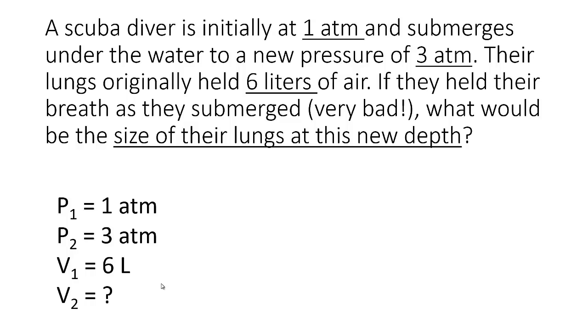So let's identify the variables, meaning we have 1 atmosphere. You have to decide, is that a pressure? Is that a volume? Is that a temperature? What is it? That's a pressure, and we know that because of its units being atmospheres. So this is your first pressure. 3 atmospheres is your second pressure. So I identify that as P1 and P2. And then they originally held 6 liters of air. So that's V1. It was original. Then what is the size of their lungs at this new depth? This tells me I'm going to be searching for a V2.